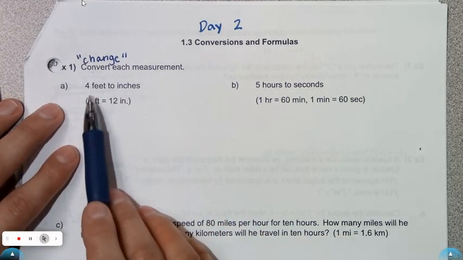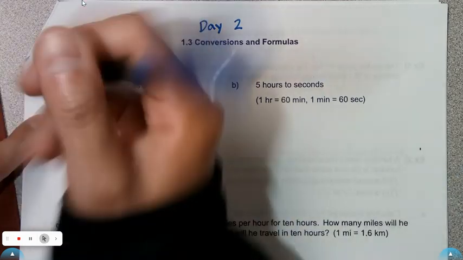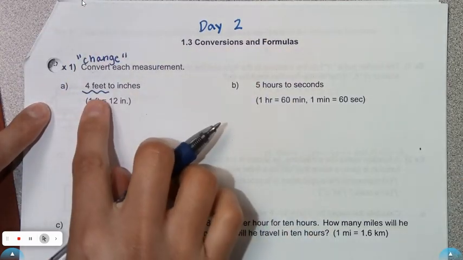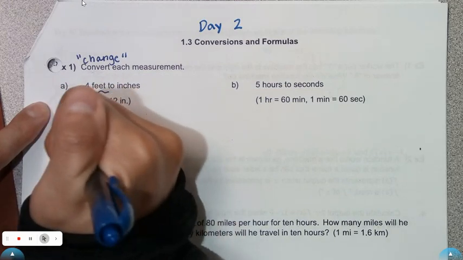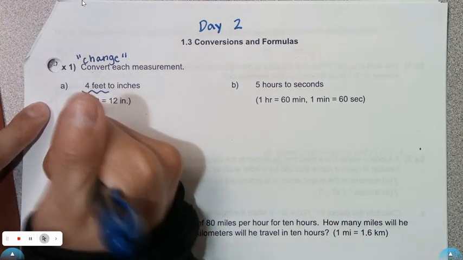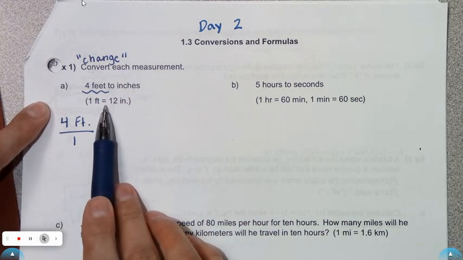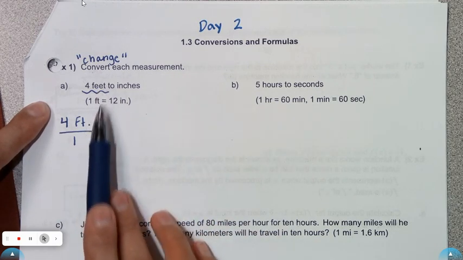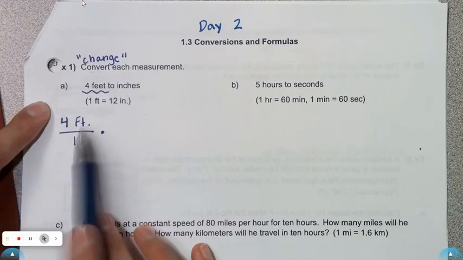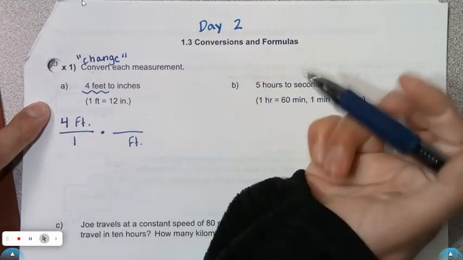For the first one, I'm going from feet to inches. Whatever they give you at the beginning, so they give me 4 feet, that's what I'm going to start off with. So I'm going to make a fraction with that 4 feet. I'm going to place it over 1. I'm multiplying. Depending on how many units of conversion they give you in the parentheses, that's how many more fractions we're going to have. So we have our initial fraction and we're going to have one more. If feet is on top, feet has to go on the bottom, because we want those to cancel.